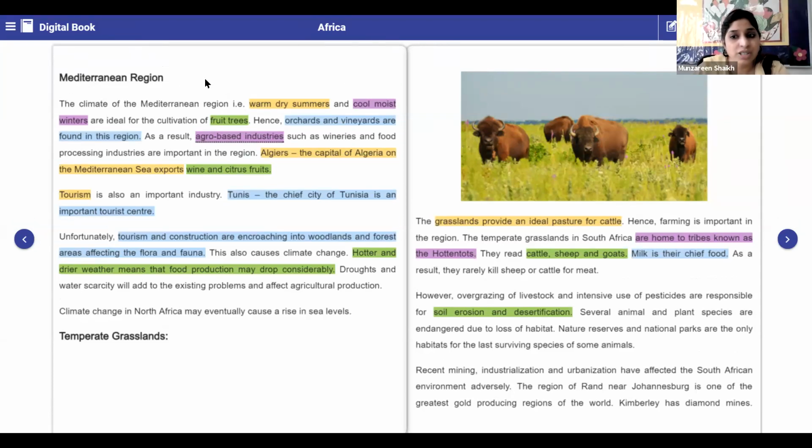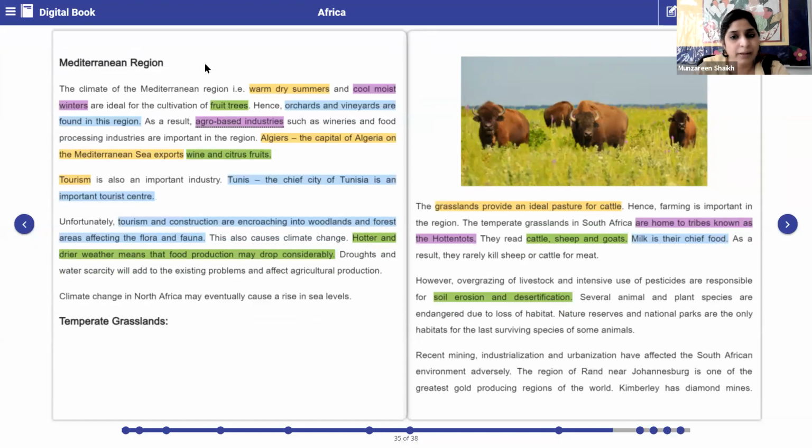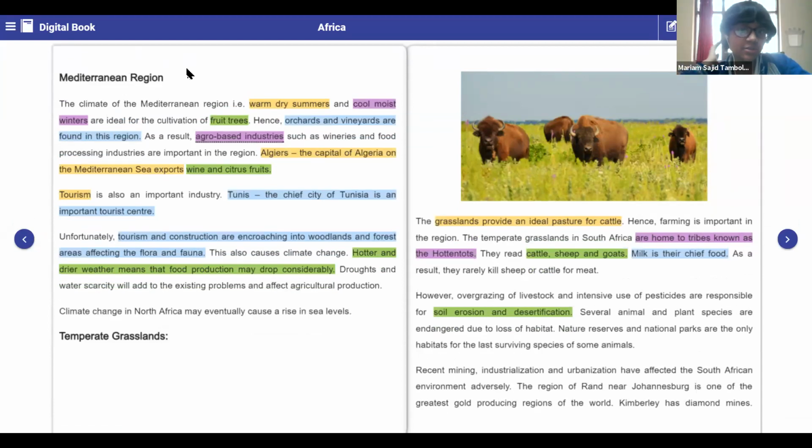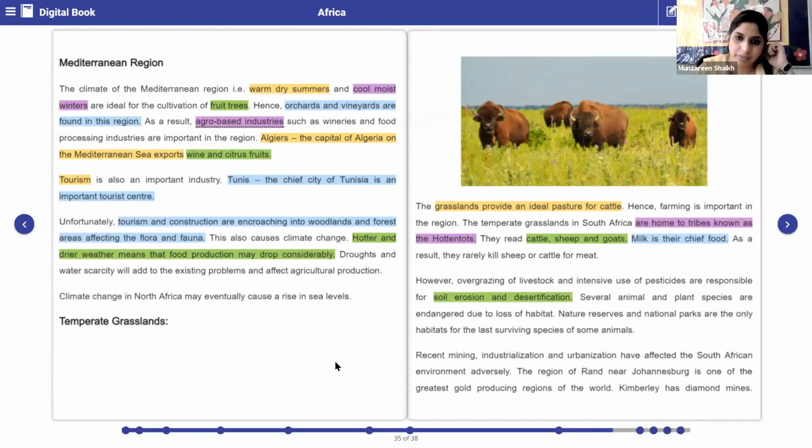Along with that, which is the chief food of these people? Milk. Right? And if milk is the chief food, what do they do? Ma'am, they don't kill the cattle so that they can receive milk. Yes. Okay, so they do not kill the cattle so that they can receive milk.